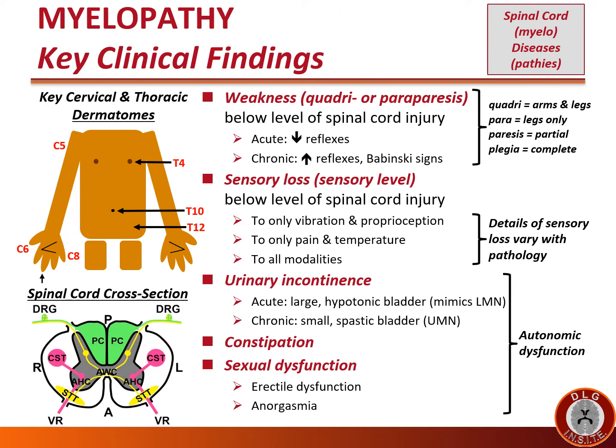And sexual dysfunction is a very important symptom they can get. Men, of course, erectile dysfunction, and women, anorgasmia. So it's quadriparesis or paraparesis, sensory level, and the 3 autonomic dysfunctions: urinary incontinence, constipation, sexual dysfunction for a myelopathy.